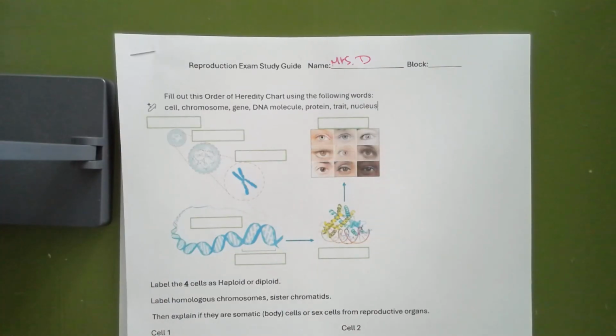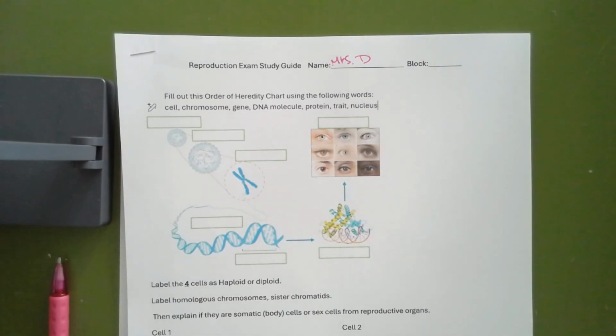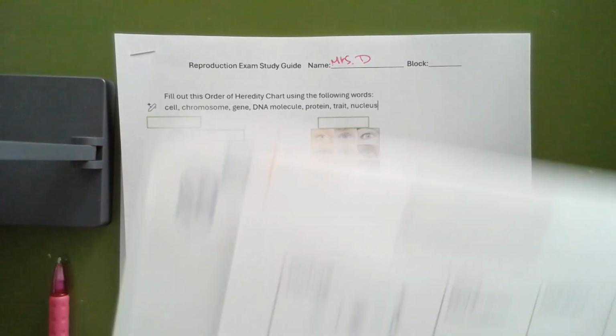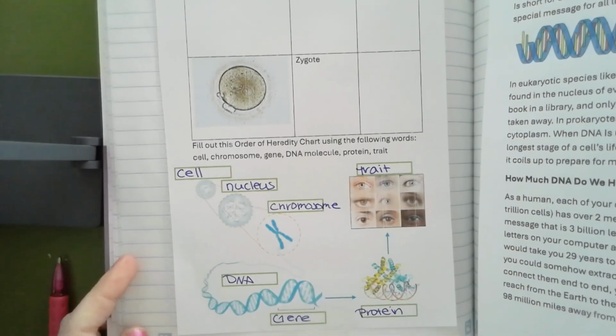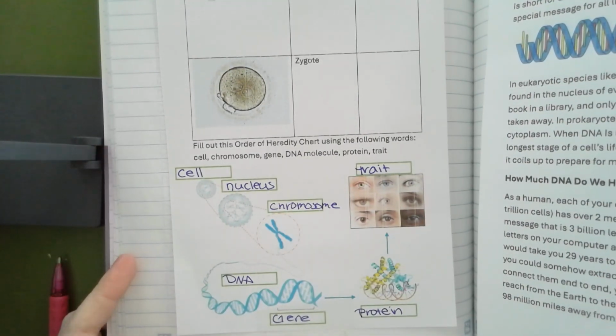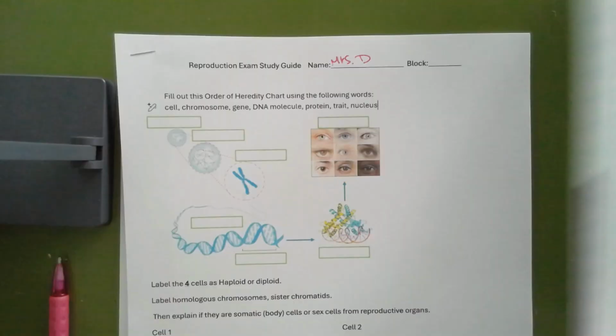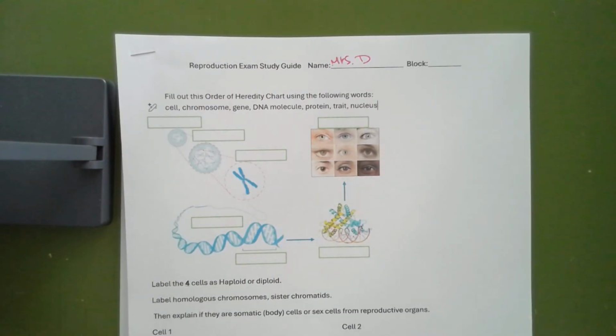Alright, fill out the order of heredity chart using the following words: cell, chromosome, gene, DNA, molecule, protein, trait, and nucleus. Have you seen this before? Yep. You know how your test is open note? When you see something that looks familiar, what should you probably do? You should open your journal and look for it, because you get to use your journal on the test. And look there. It's right there. It's part of your vocab.